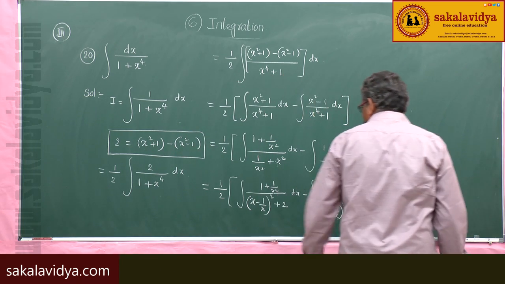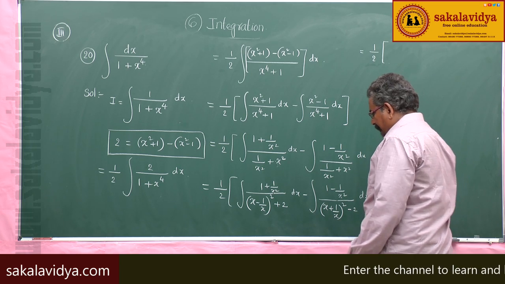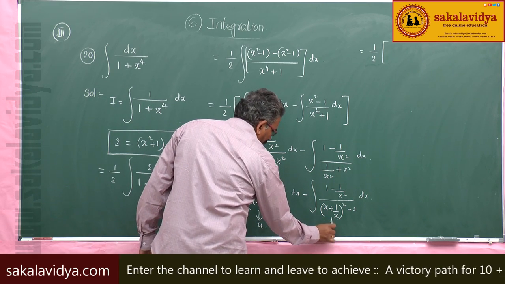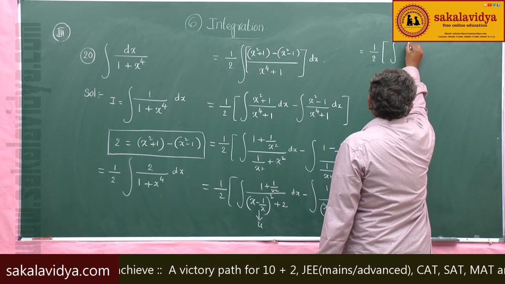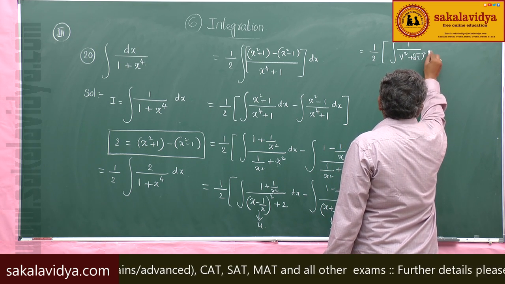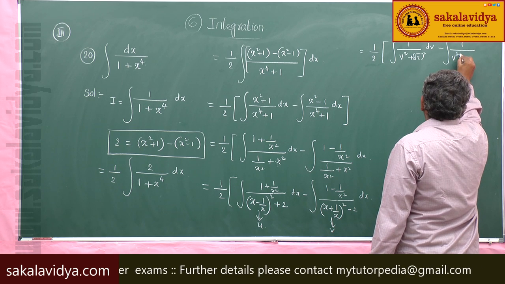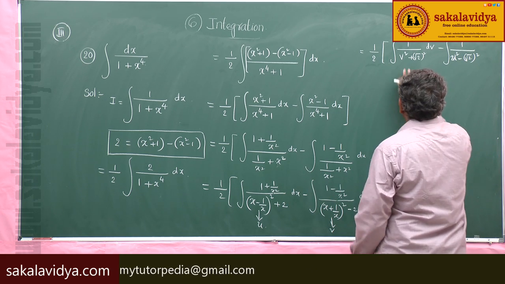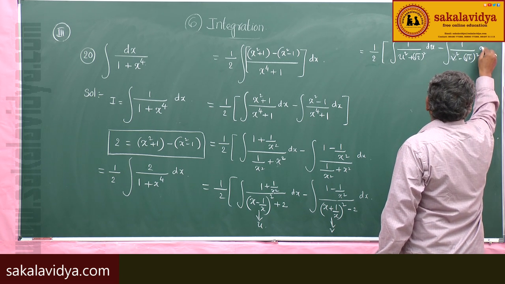So that means this again we write half into, suppose this is u and this is v, integral 1 by u square plus root 2 square du minus integral 1 by v square minus root 2 square dv.